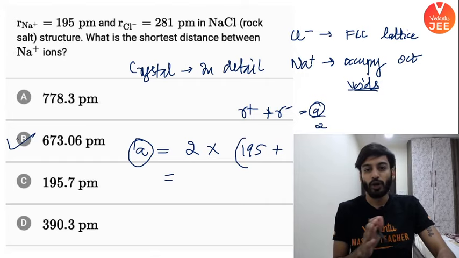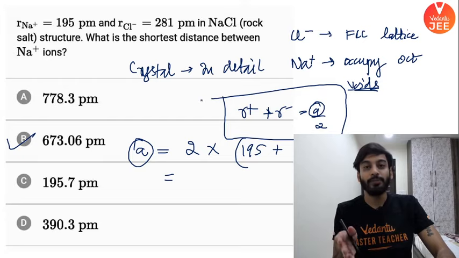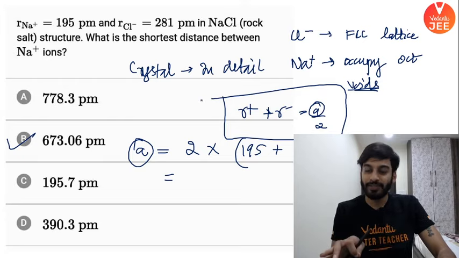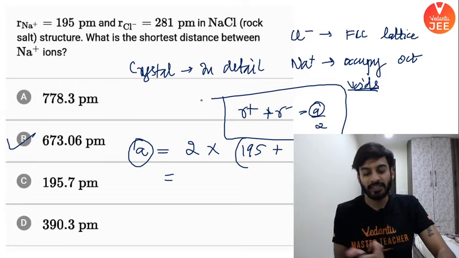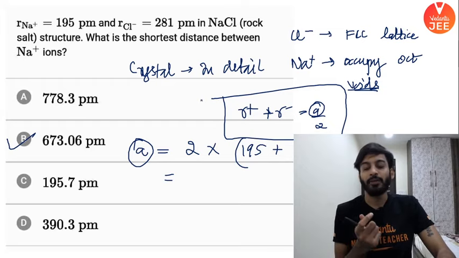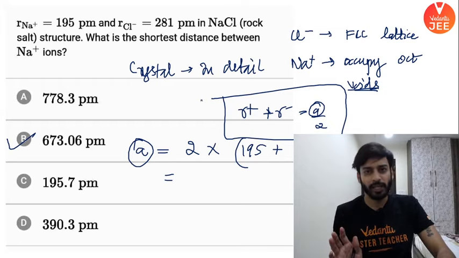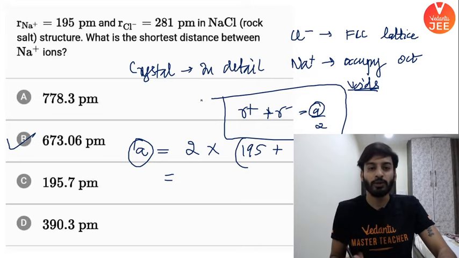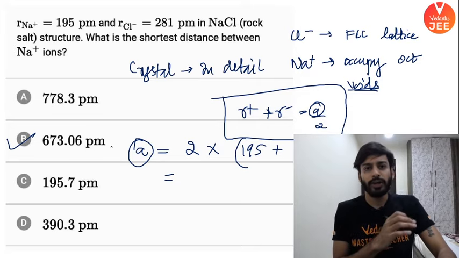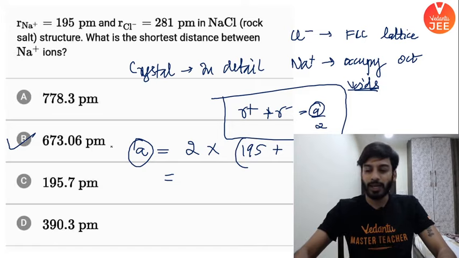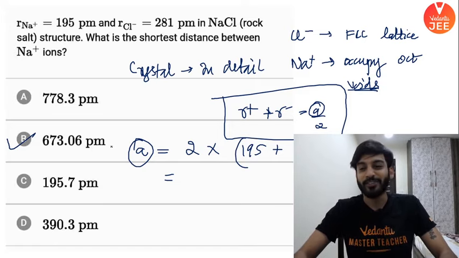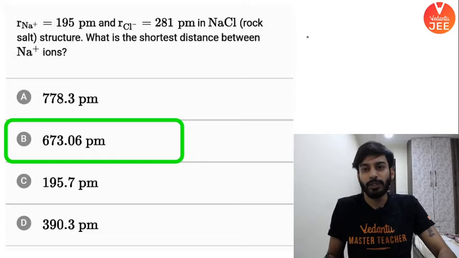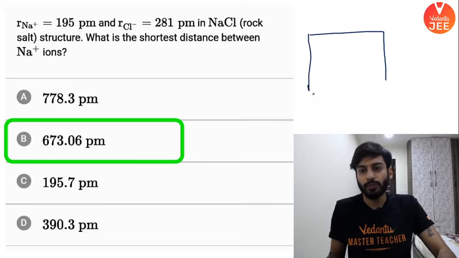Let me explain how. So first you found A. This formula is coming because Na plus is forming an octahedral void in an FCC crystal, where Cl minus is forming the FCC crystal, and all the octahedral voids are occupied by Na plus. So the formula here is R plus plus R minus is equal to A by 2. From here we will get the A value. This is nothing but edge length. Now the question is, what is the distance between the two nearest Na plus ions? This I have also discussed in my video. So I'll give you a slight hint. Very simple. You guys know this is our cube.